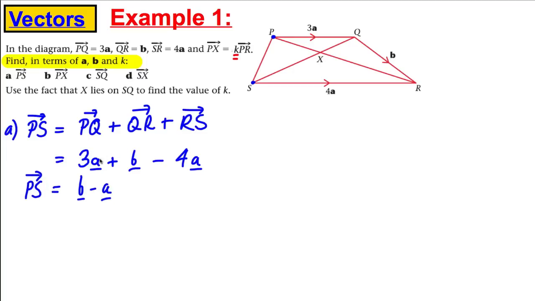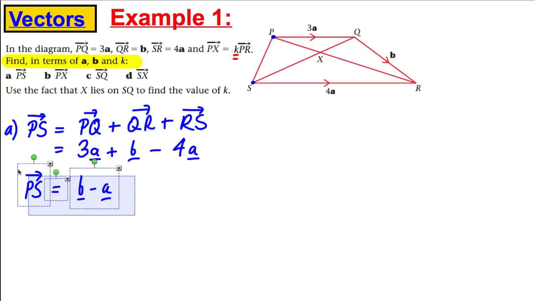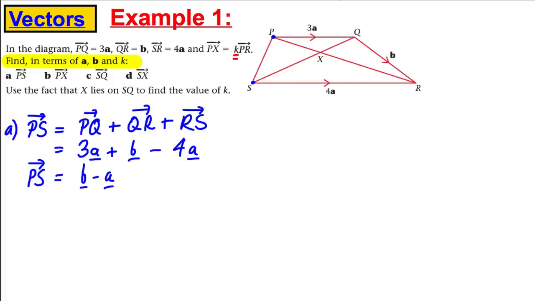Okay, let's move on to the next one. Let's go down the page for now. Let's move this up so we've got a bit more space. Let's go for question B, and we're going from P to X. Now how do you get from P to X? Does it tell us anything about X? It tells us that P to X is some lots of P to R. It's K lots of P to R.